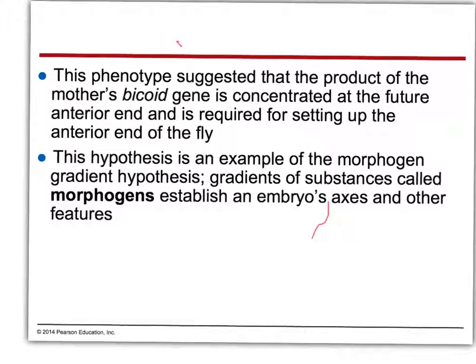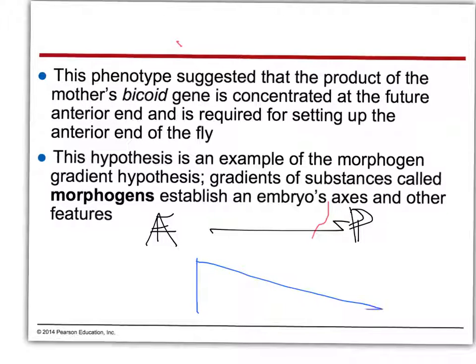And so this is a gradient. If I did, let's do it scientific, anterior to posterior of the larva, bicoid would look something like this. Lots here, something like that. Bicoid level: high at the anterior, low at the posterior. Determining this is the front, the rest is the back. You get it? Okay, good.